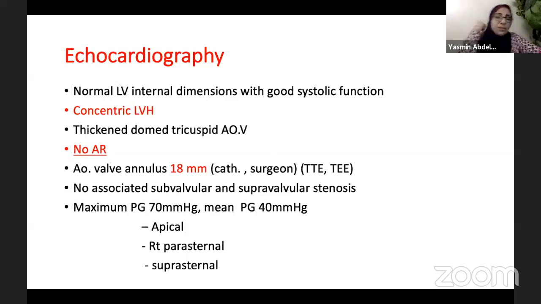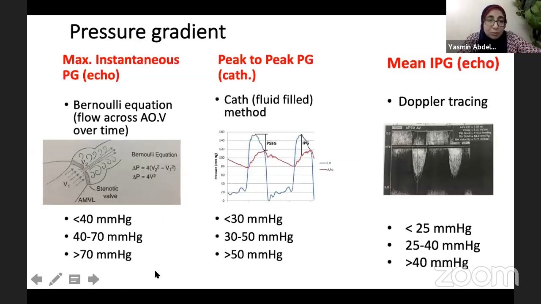In some cases, if there is difficulty assessing the aortic annulus by transthoracic echo, you may use the TEE. It gives more accurate measurements of the aortic annulus. It's important for the cath lab in order to choose your balloon, and also for the surgeon in order to decide his surgical technique, or whether a prosthetic valve will be needed. There was no associated subvalvular or supravalvular stenosis. The maximum pressure gradient was 70 with a mean gradient of 40. And again, you should revise all your views and not depend on one view to record your maximum pressure gradient.